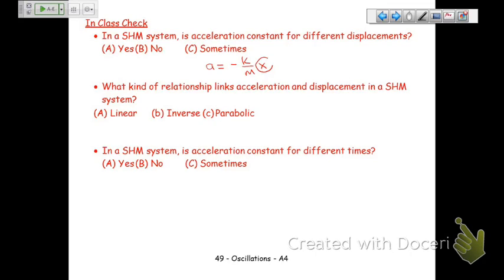And X, of course, changes my displacement. As X changes, my displacement changes. And A is not constant. A is certainly not constant. As X changes, A must change. So the answer is no. The two are not the same.